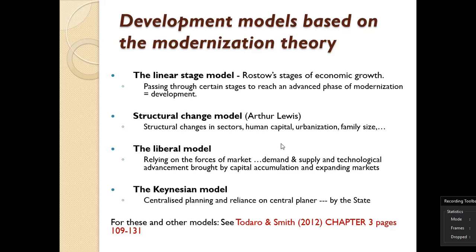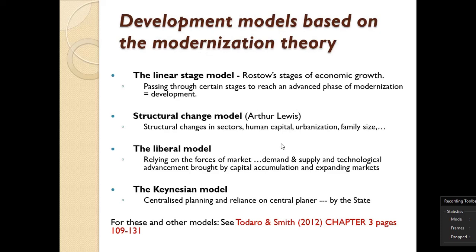The liberal model looks at relying on free market forces, and therefore letting demand and supply and technological advancement lead the development process. And then there is also the Keynesian model, which has to do with relying on the state entirely to do planning and implementation, to lead the implementation of development processes. So we are not going to look at these in detail, but you can look at these and other models under Todaro and Smith in their book of economic development. Turn to chapter 3, you look at all these models.